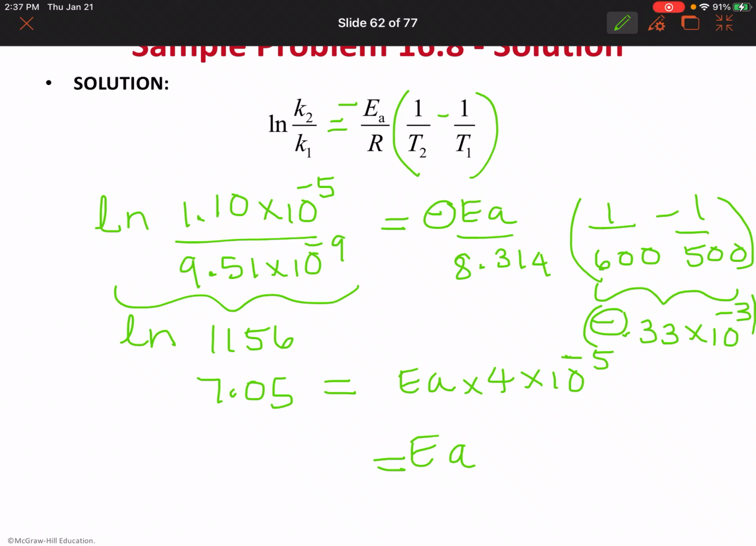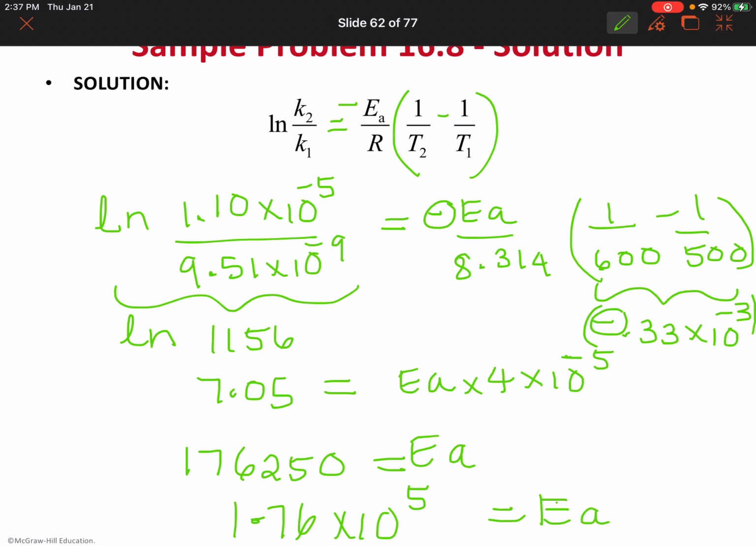Yes, so that will give you a big number like 176250, which is 1.76 times 10 to the 5 activation energy. Okay, that would be the activation energy. You also try to do the calculation and see if you get the same answer as me. Okay, we'll conclude the session here.